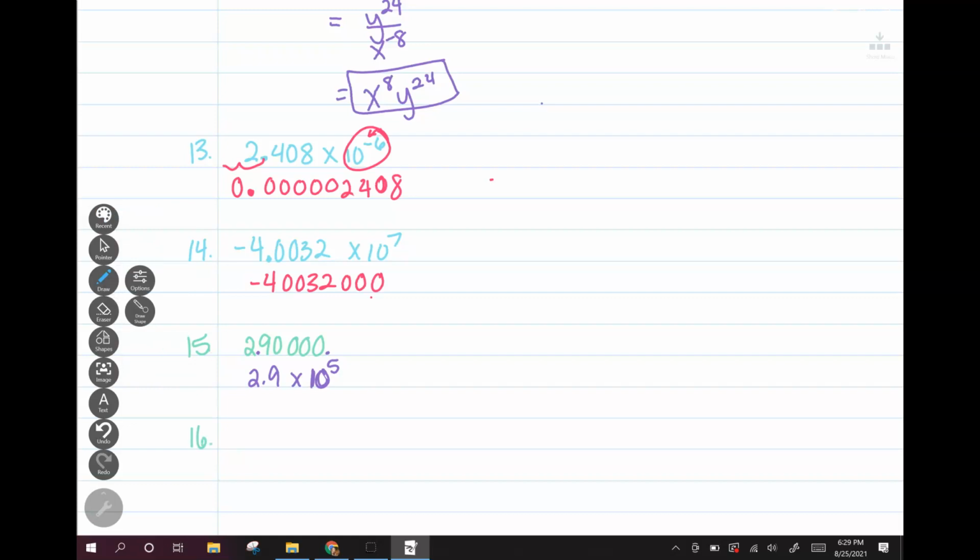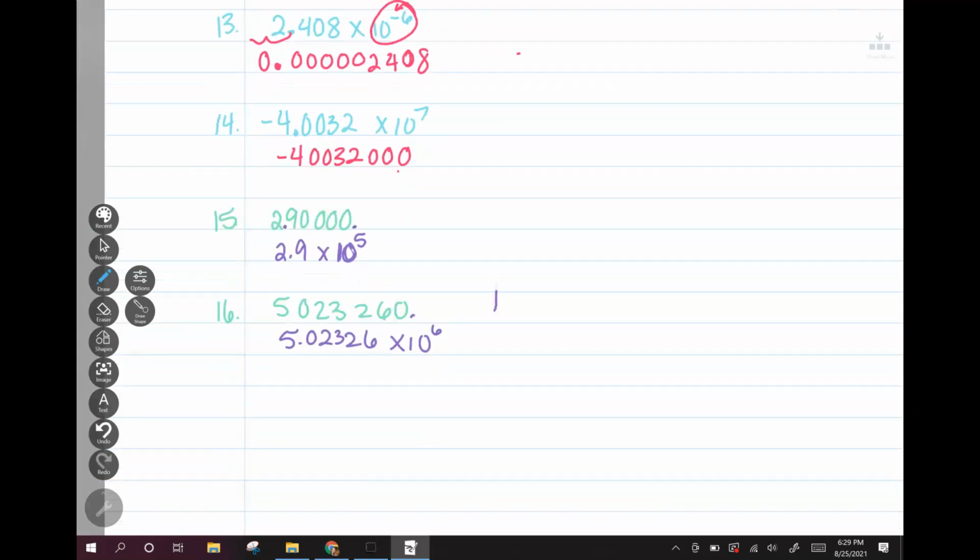Okay, number 16. 5,023,260. All right, same exact question. Should have had one where the decimal moved the other direction, but nonetheless, here we are. 5.02326 times 10 to the 1, 2, 3, 4, 5, 6. All right, so just counting how many places you moved.